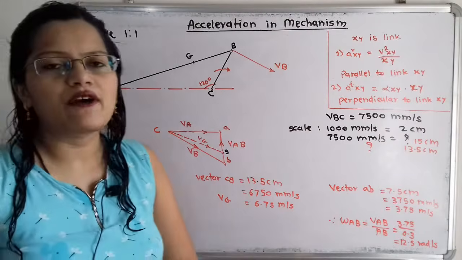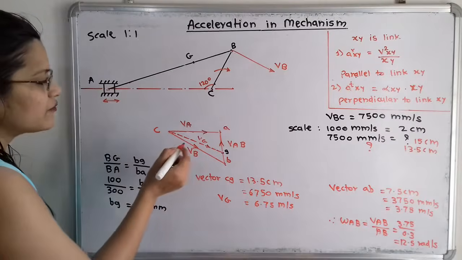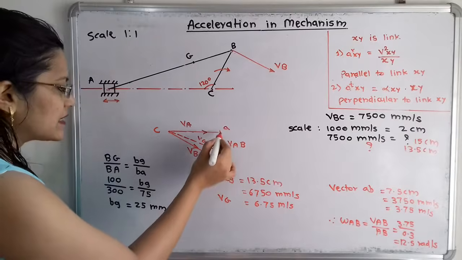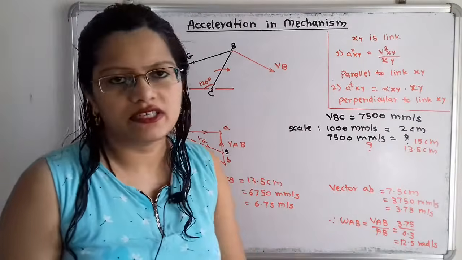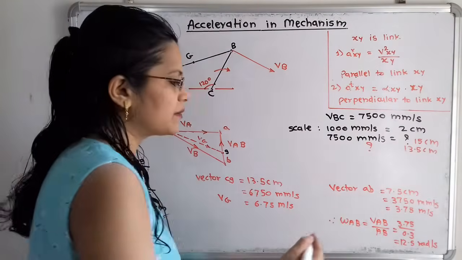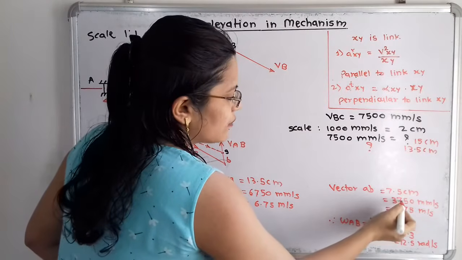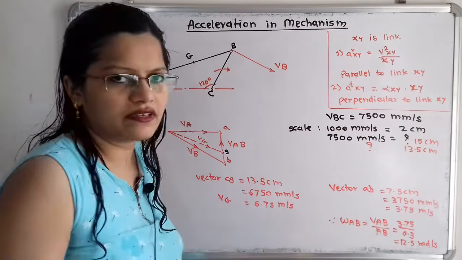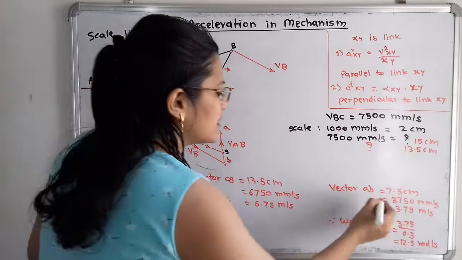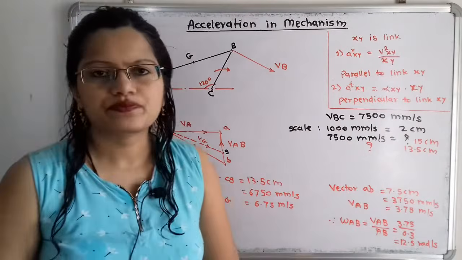Now in the same way, we have to find out the velocity for this AB. For that, again we have to take the total distance AB. So this distance AB is 7.5 centimeter. With this scale, 1000 millimeter per second is for 2 centimeter. If I take 7.5 centimeter, then I will get 3750 millimeter per second, and that is equal to 3.75 meter per second. So this is the velocity of A with respect to B, that is VAB.